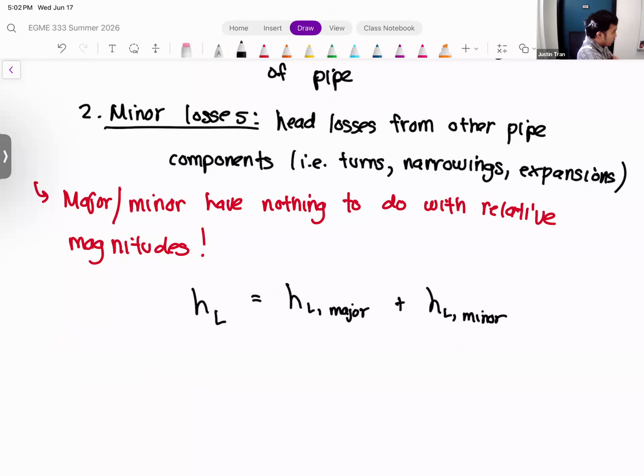All right, so what we're going to do is go through each one individually. So we'll start with the major losses, and I'm pretty confident we should be able to get through that today. And then we'll talk about the minor losses after that.